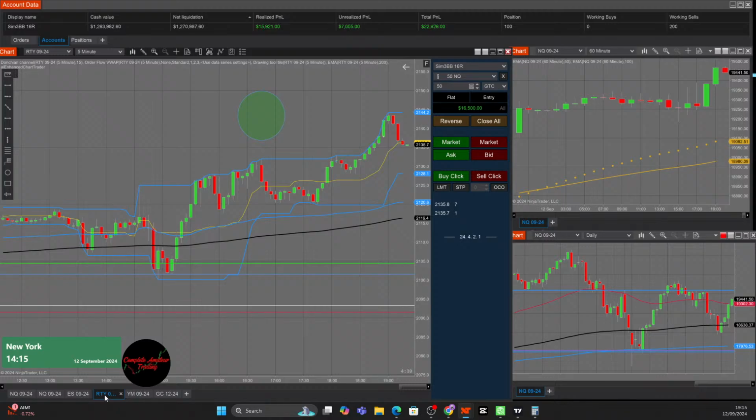That's something I have to bear in mind as well. So we've come into an area where we could potentially have a re-entry long on RTY. So let's keep an eye over there. Keep an eye over here on RTY.